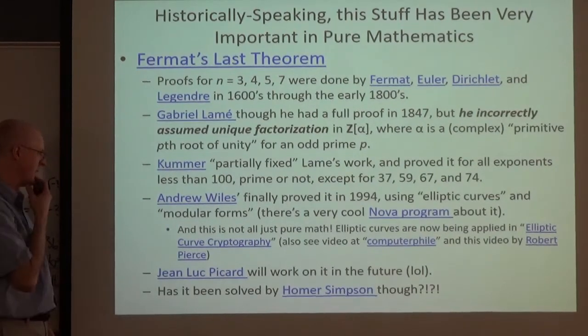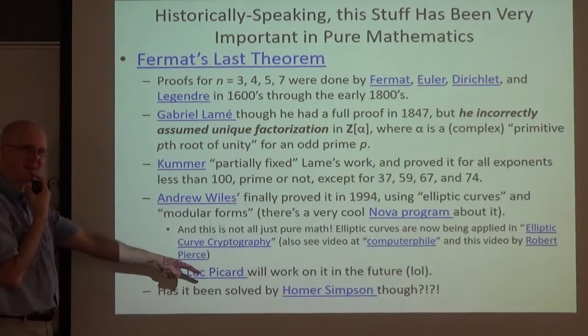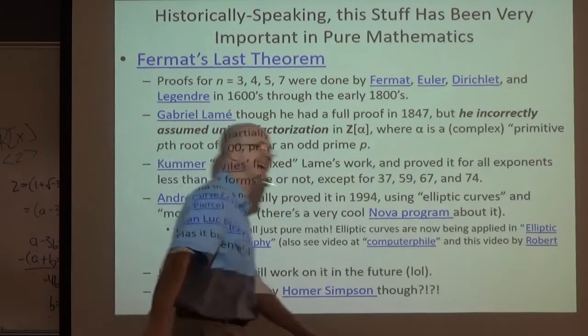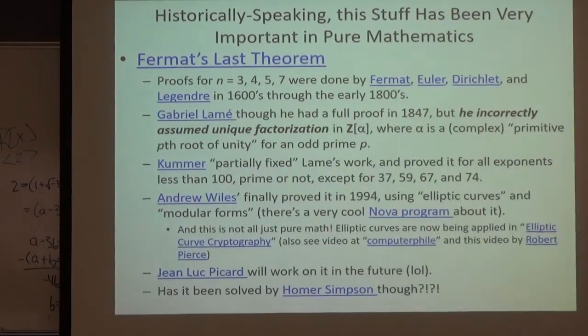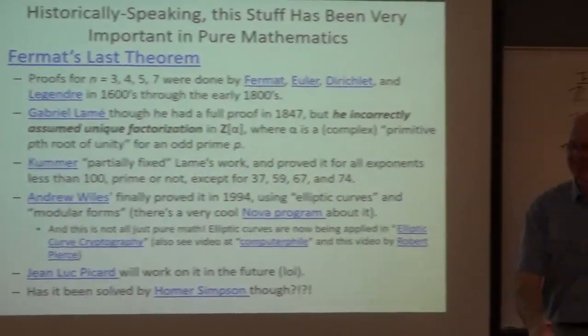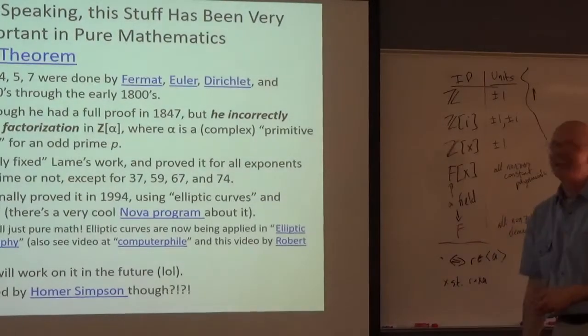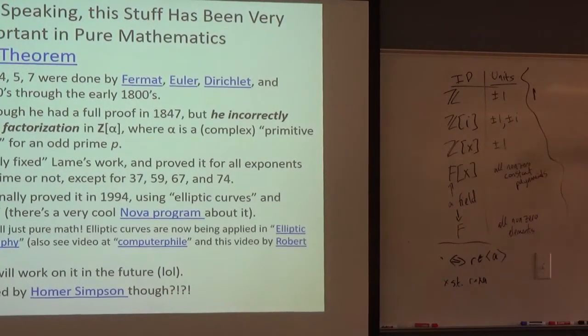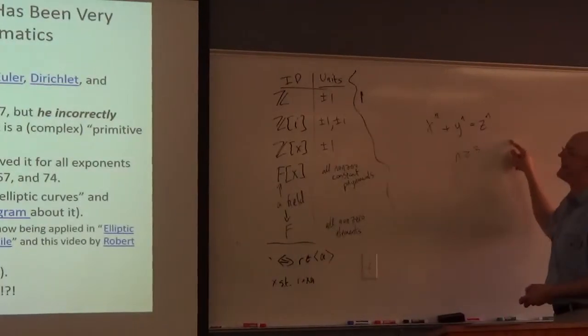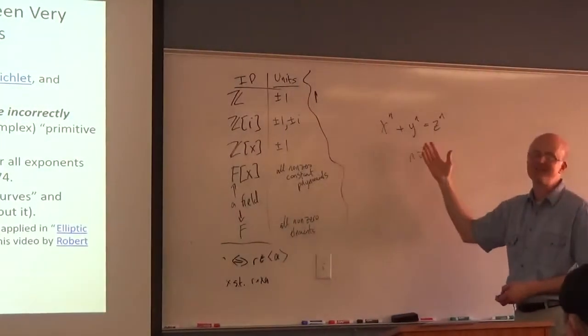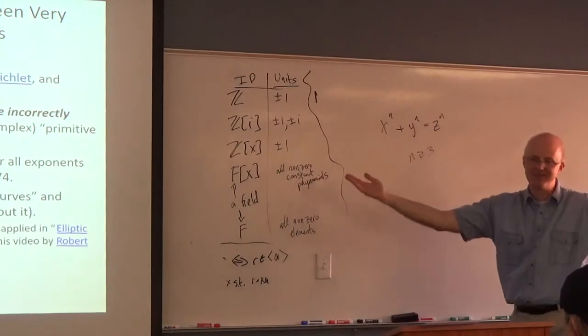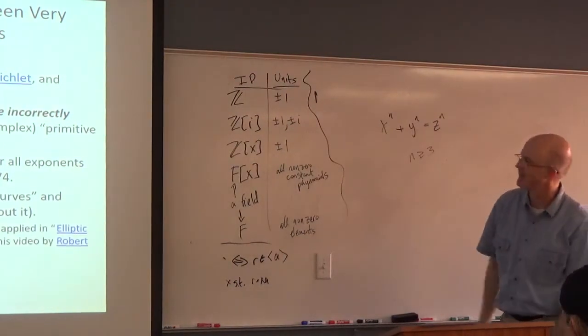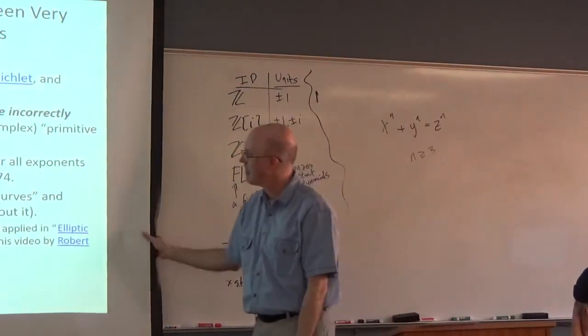Has it also been solved by Homer Simpson? That's a link to an article claiming Homer Simpson solved it. Of course he didn't, but there is a joke in it. He sort of almost solves it. He writes down an equation like this that's almost true, and these powers involve numbers that have like 50 digits in them, and it's almost true, and that's the joke.